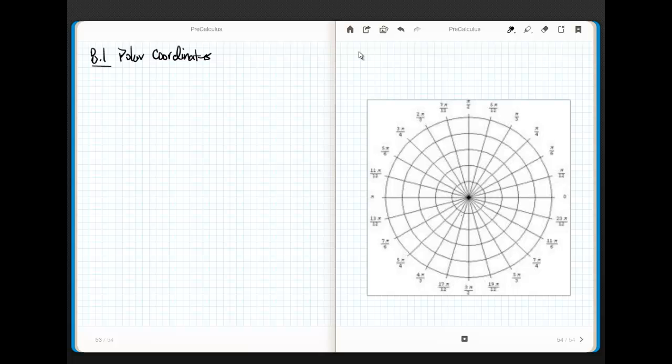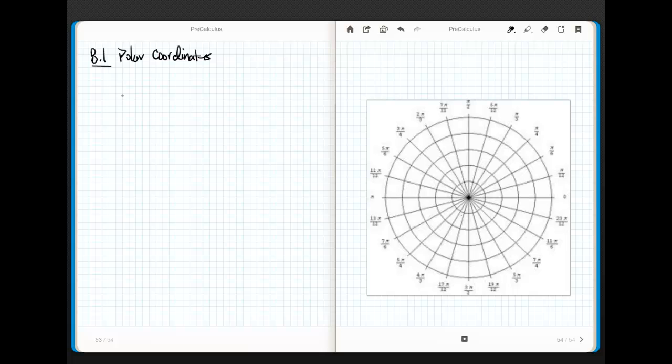Hey everybody, welcome back. We're in chapter 8.1, and boy, this is a fun one. I'm going to blow your mind with this. We're going to talk about polar coordinates, okay? And if you look over here on this page, I got this wonderful little graph that I downloaded from the internet, all right? Now, some people refer to polar coordinates as circular coordinates as opposed to rectangular coordinates.